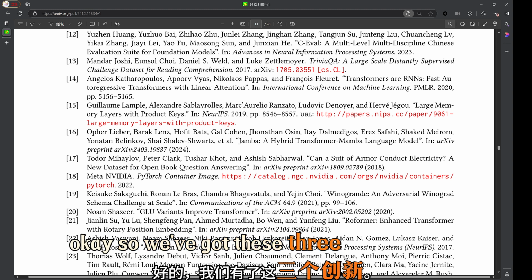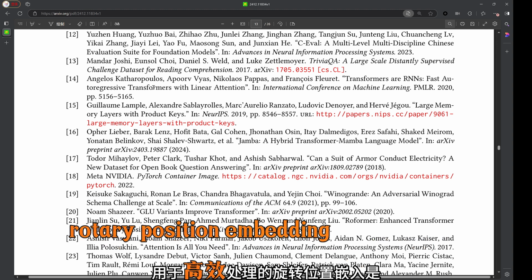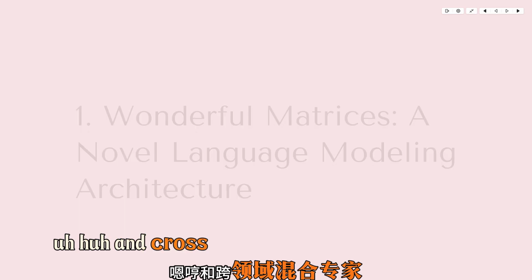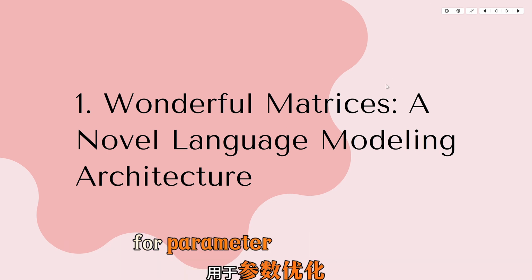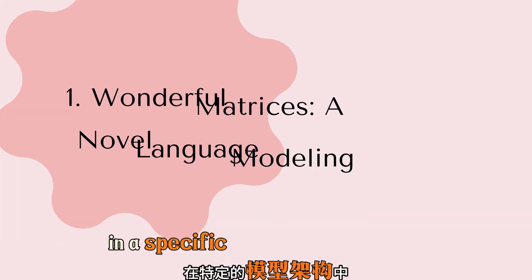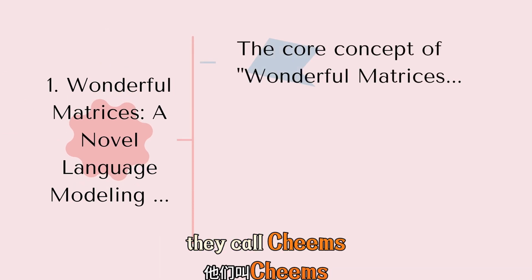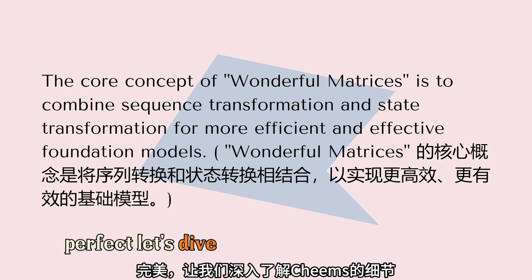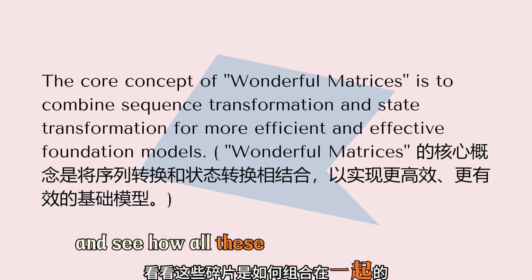Okay, so we've got these three innovations: rotary position embedding for efficient processing, dynamic mask attention for selective filtering, and cross-domain mixture of experts for parameter optimization. And all of this comes together in a specific model architecture they call CHEAMS. You got it. That's where things get even more interesting. Perfect. Let's dive into the details of CHEAMS and see how all these pieces fit together.